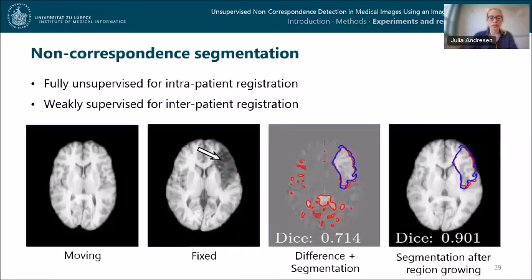And for interpatient registration, you will see that here we get a segmentation of the lesion, but also the interpatient differences are highlighted by our network. So here we cannot use the segmentations directly, but with some weak supervision using region growing inside our lesion, we can still get very good segmentation results in the end that we also compare to some other state-of-the-art methods to do this. And we could show that we outperform this method.